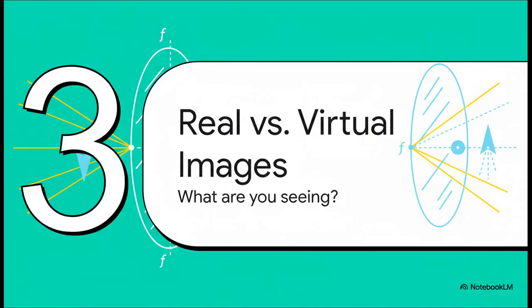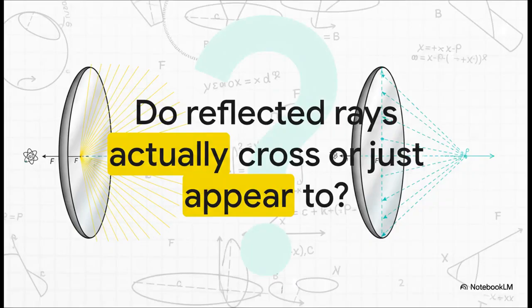Okay, so now that we have the rules, let's explore the two fundamentally different types of images these mirrors can create. Are you seeing something that's really there, or is it just an illusion? This question, right here, gets to the absolute heart of the matter.